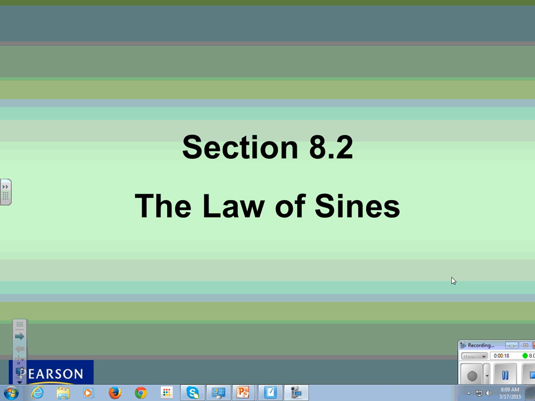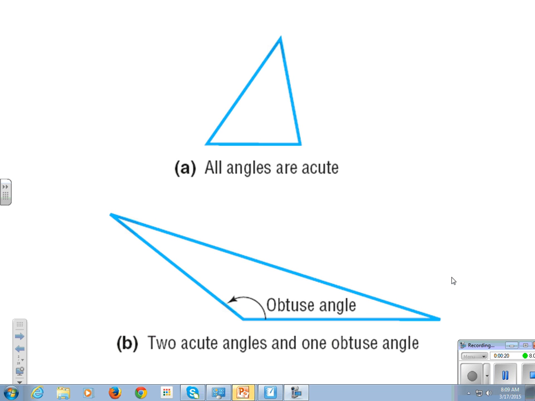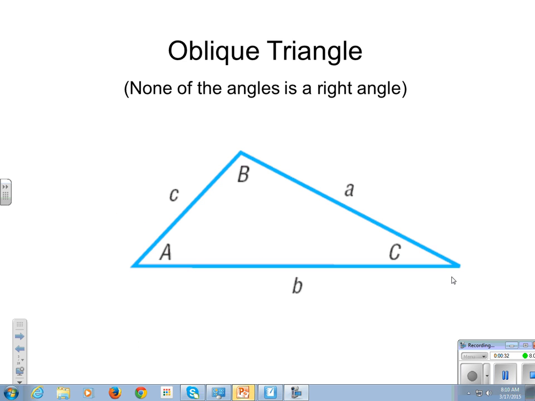I'm excited about that. So, for the law of sines, if all your angles are acute, we should use the law of sines. Or if you have two acute and one... Oh, wait, we're just talking triangles here. So we're going to look at triangles.